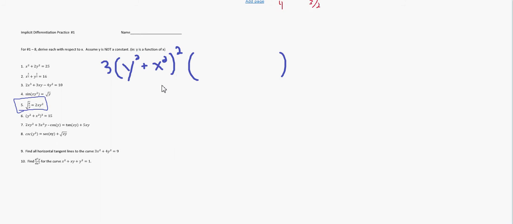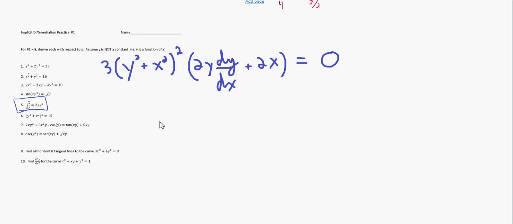Now we need to derive the inside part. And since it's a big plus in the middle, we don't need the product or the quotient rule or any crazy stuff like that. We're just going to derive y squared separately. So that's 2y dy dx, because anytime you derive y, you got to put that there, plus 2x. And that's going to equal the derivative of 15, which is 0.